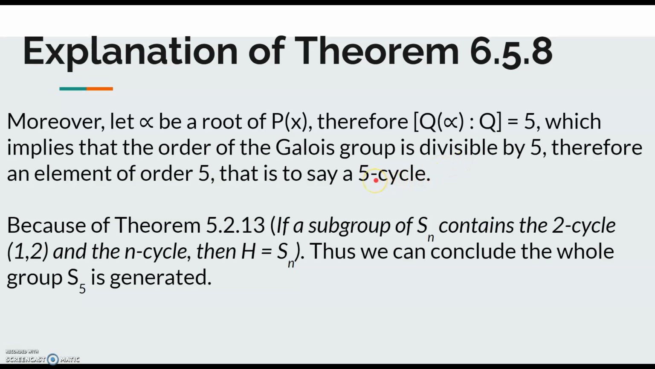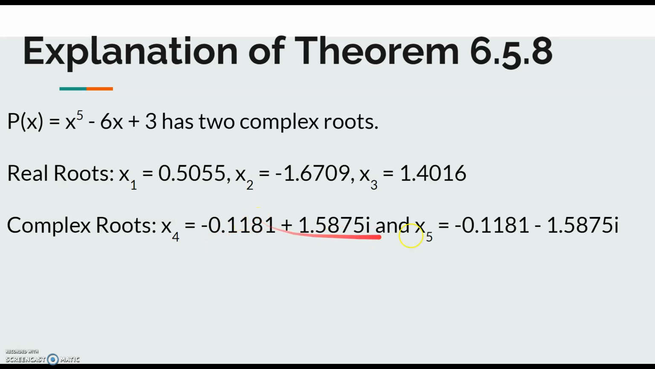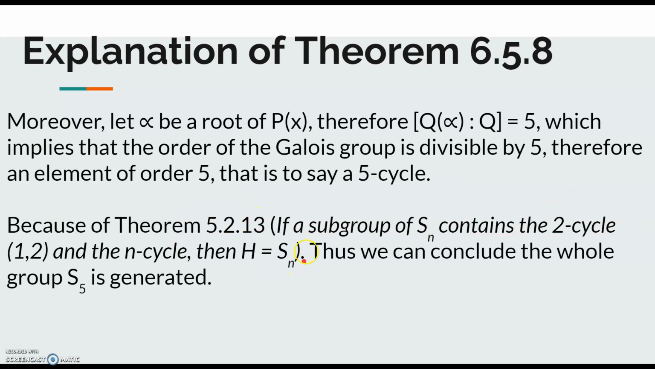Well, back in chapter 5, we saw theorem 5.2.13, which stated that if a subgroup H of Sn contains the 2-cycle (1 2) and the n-cycle, then H is Sn. We already saw previously that because these 2 complex roots are conjugates, it is a 2-cycle. And because our degree is divisible by 5, it has a 5-cycle. So we can conclude that the whole group S5 is generated. That explains the proof a little bit further as to why our polynomial is not solvable.